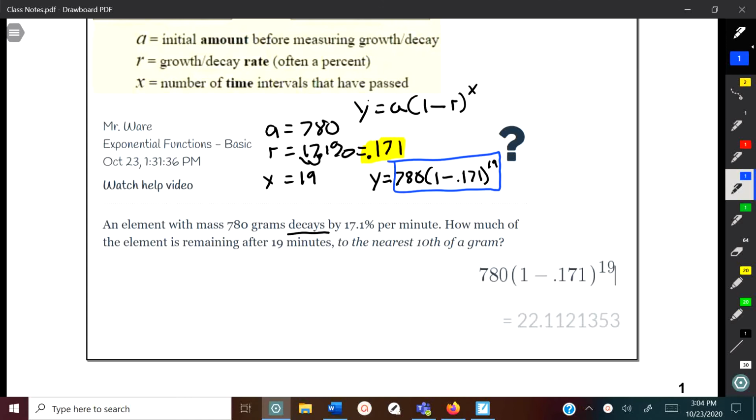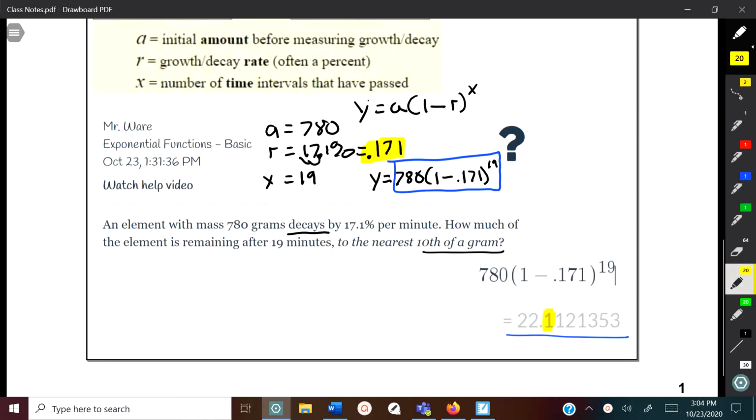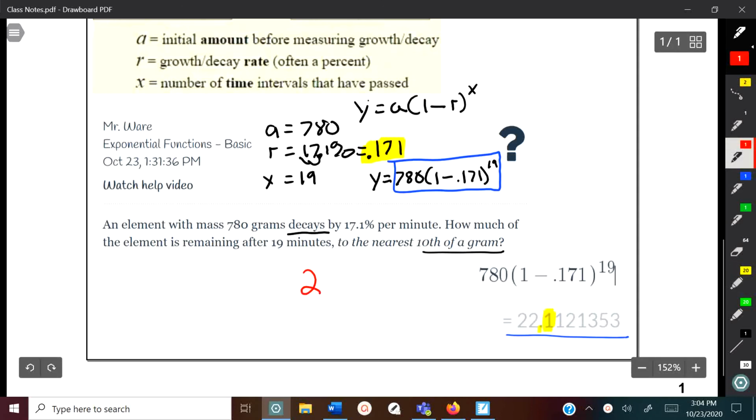Alright, and you get this big long number. But we want to round it to the nearest tenth of a gram. So the tenth is right here. Okay? And we're going to look at the number next to it, and it's 1. Now if this was 5 or higher, you would make this 22.2, but it is 4 or lower, so we're going to leave it at 22.1. And that's my final answer.